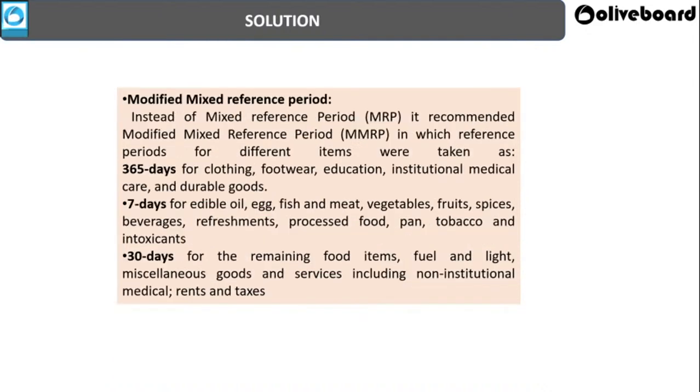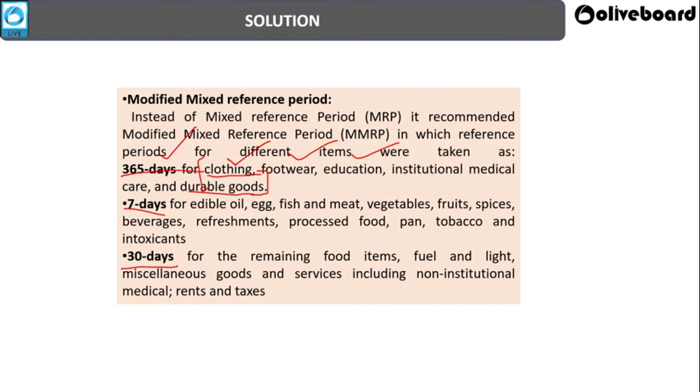Now, what is the third type, the Modified Mixed Reference Period? Instead of MRP, you have seen that the Rangarajan Committee on Poverty Estimation has gone for MMRP. Here, the items are classified into three types: a 365-day recollection period, a 7-day recollection period, and a 30-day one. Which items are asked to be recalled within 365 days? The low frequency items, that is clothing, footwear, education, institutional medical care, and durable goods. These are items that we do not purchase very often. That is the reason we have a 365-day recall period for these.